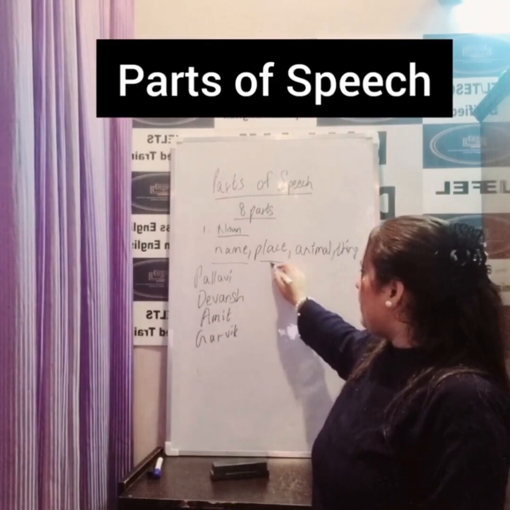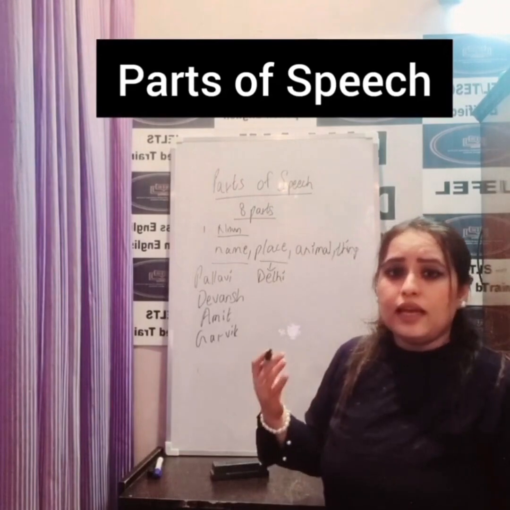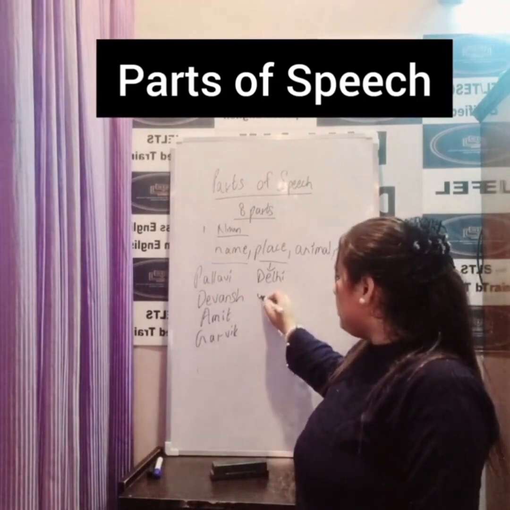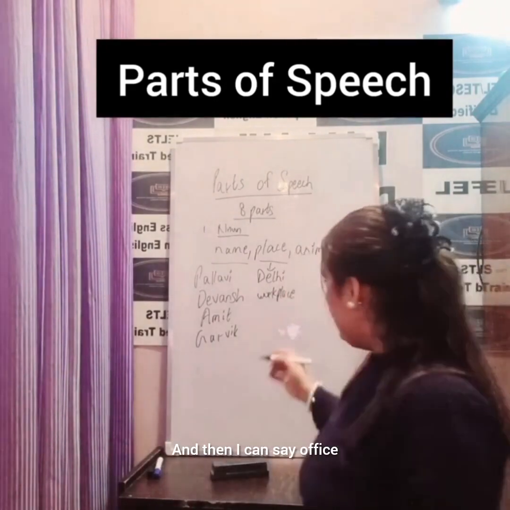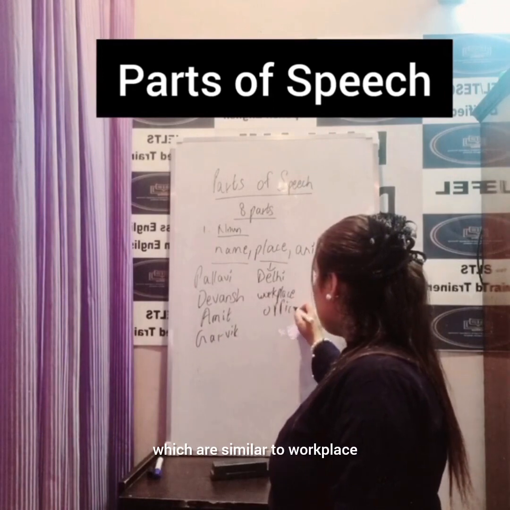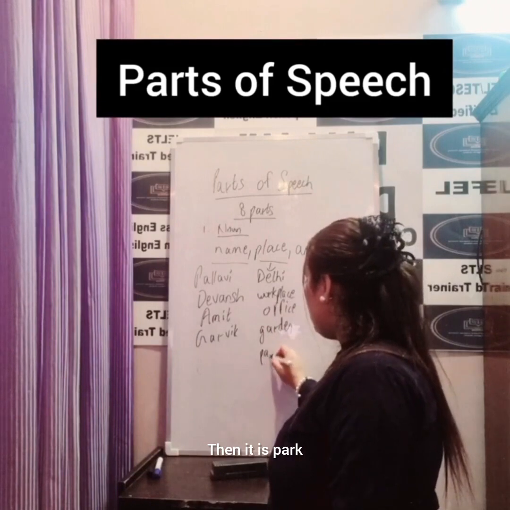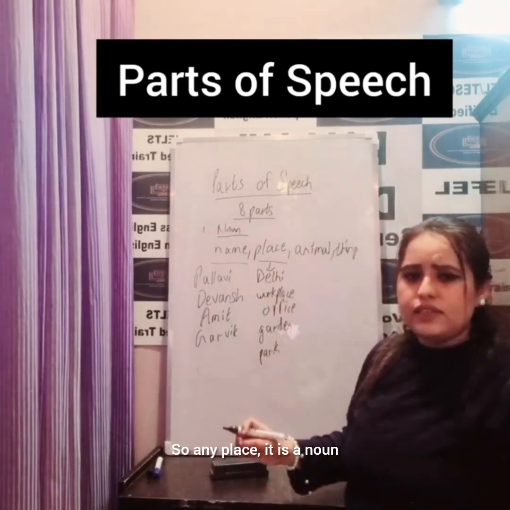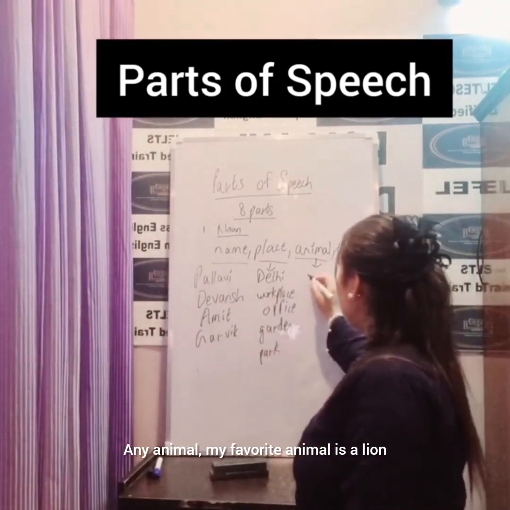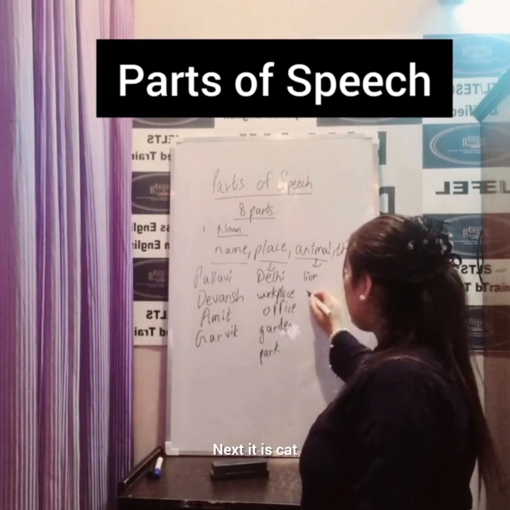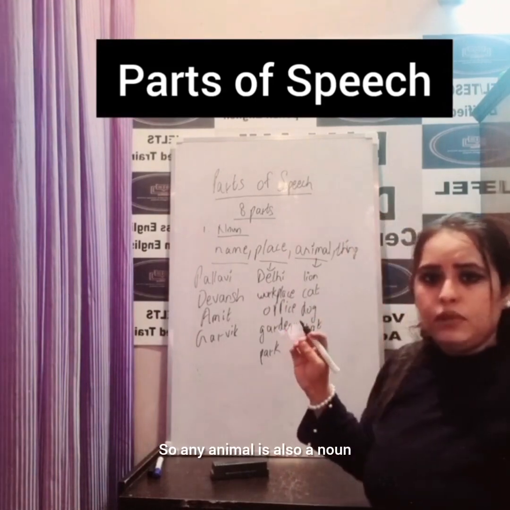Anybody's name is a noun. Then comes the place. Any example of place, like I live in Delhi, so Delhi is a place. Another example can be workplace, and then I can say office, which is similar to workplace. And then garden is also a place. Then park is also a place. So any place is a noun. Next it is animal. My favorite animal is a lion. Next, cat, dog, rat. So any animal is also a noun.